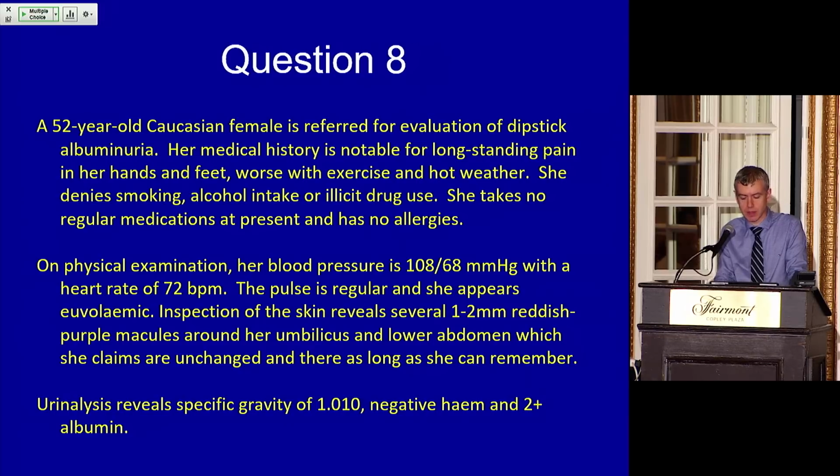Inspection of the skin reveals several 1 to 2 millimeter reddish purple macules around her umbilicus and lower abdomen, which she claims are unchanged and there as long as she can remember. Her urinalysis reveals a specific gravity of 1010, negative heme, and 2+ albumin.